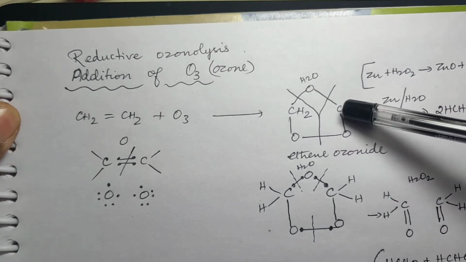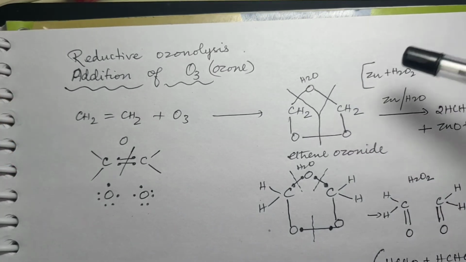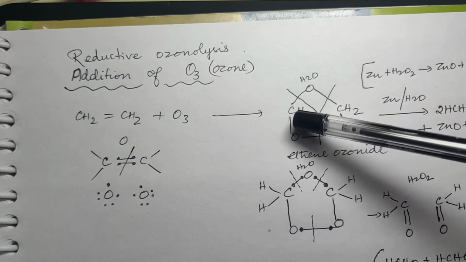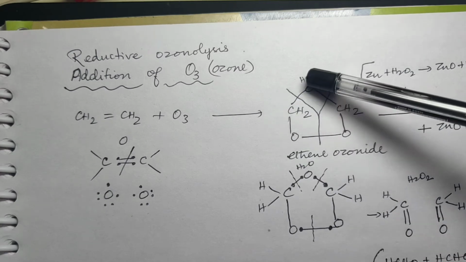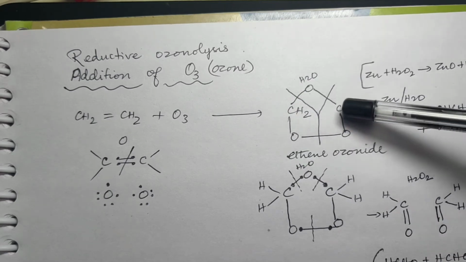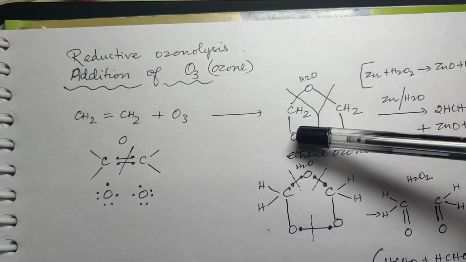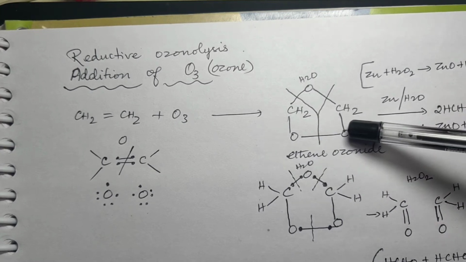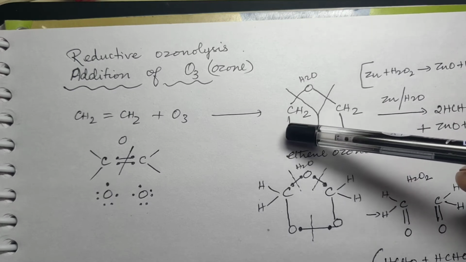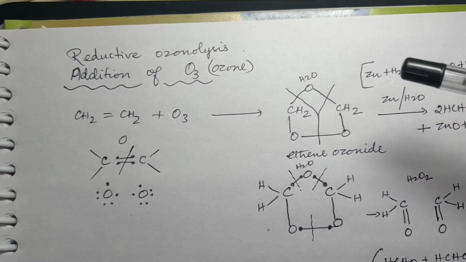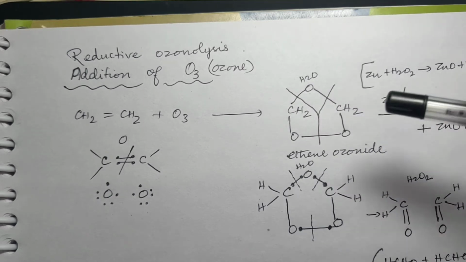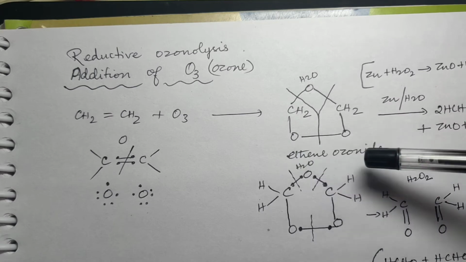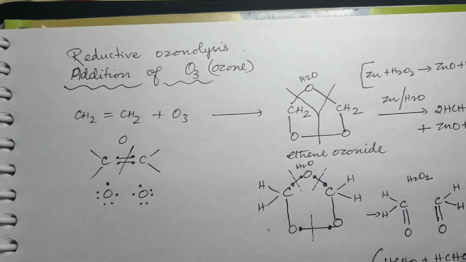The bond between CH2 and CH2 is no more here. And the two valencies of carbon are satisfied with one oxygen and with another oxygen. Same way with this carbon also, with one oxygen and another oxygen. And these two oxygen atoms are connected because oxygen is divalent. One valency is here, another valency is here. So what is this called? This is called ozonide. You can call it ethene ozonide or ethylene ozonide.